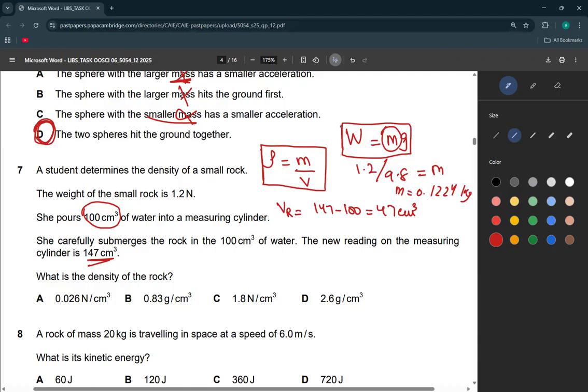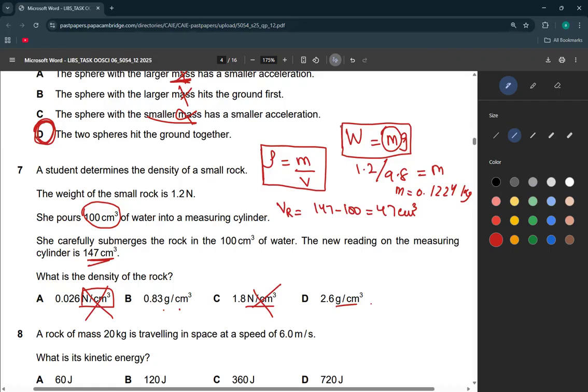The unit of mass is kilogram. But in the options, the unit is gram per centimeter cube. Newton per centimeter cube is incorrect, and this one is also incorrect. On the basis of unit, I'm eliminating the options. Okay, gram per centimeter cube, this would be the answer.